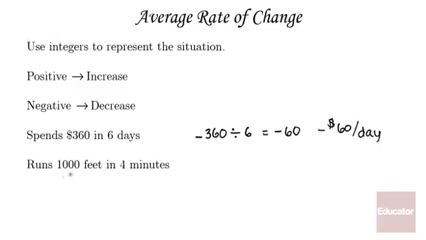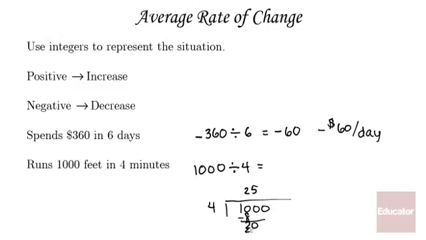Next, let's look at this example. Runs 1,000 feet in 4 minutes. So if you're running, you're moving forwards. So we're going to call this a positive 1,000. And we're going to divide by 4 minutes to find out how much this person can run in each minute. So I'm going to set up my division problem. 4 will go into 10 twice, leaving me 20. It'll go in 5 times perfectly.